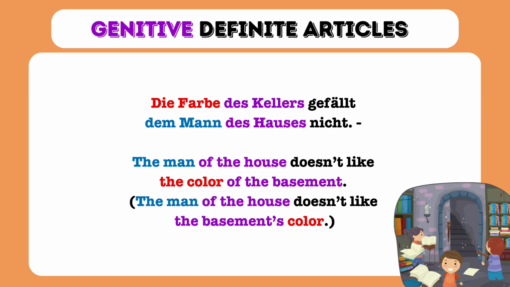The man of the house does not like the color of the basement. Or, the man of the house doesn't like the basement's color. Again, we're showing in purple the thing that is doing the possessing, the basement or the house in this sentence. Des Kellers is of the basement, and des Hauses is of the house. Both of these are showing the possession. You could say the basement's color or the house's man.